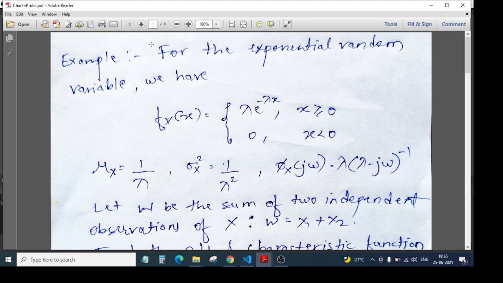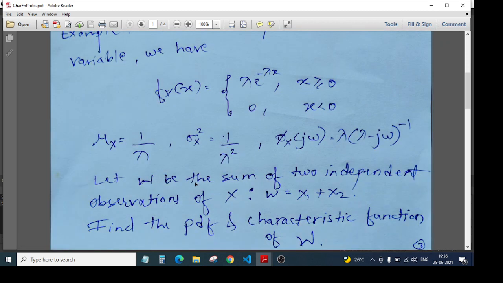So for the exponential random variable, we have small f x of x equal to lambda e raised to minus lambda x in the range x greater than or equal to 0, and 0 elsewhere. Mu x is equal to 1 by lambda, sigma square x is equal to 1 by lambda square, phi x of j omega is equal to lambda into lambda minus j omega raised to minus 1.